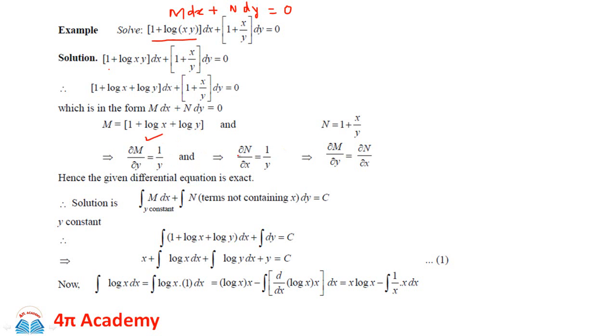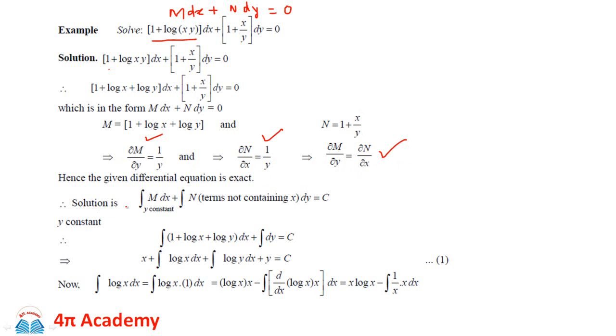Now let us differentiate n with respect to x. So we get del n by del x, and this is equal to, if I differentiate with respect to x, the derivative of 1, which is constant, is 0, plus the derivative of x is 1, so we get 1 by y. So del n by del x is 1 by y, so del m by del y is equal to del n by del x, and hence the given differential equation is exact.